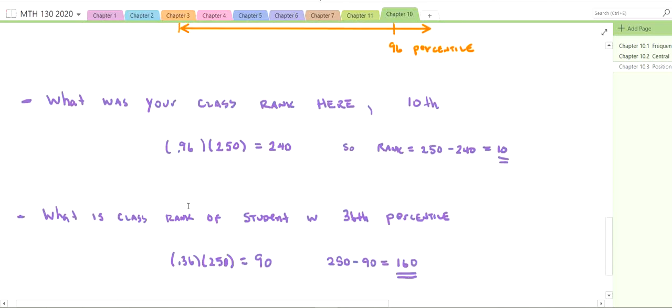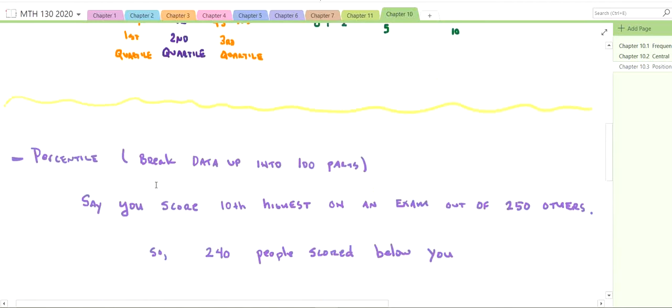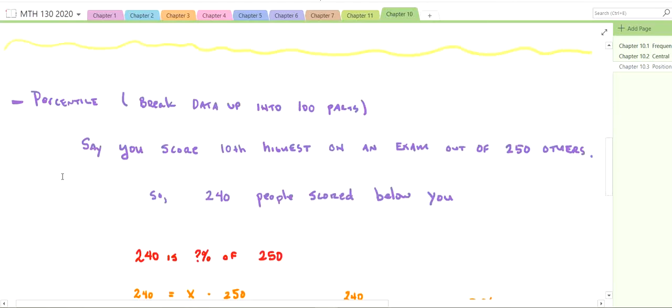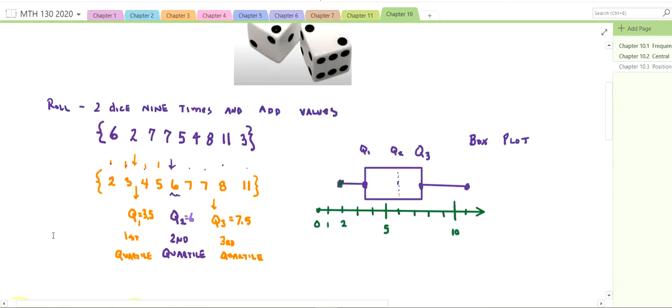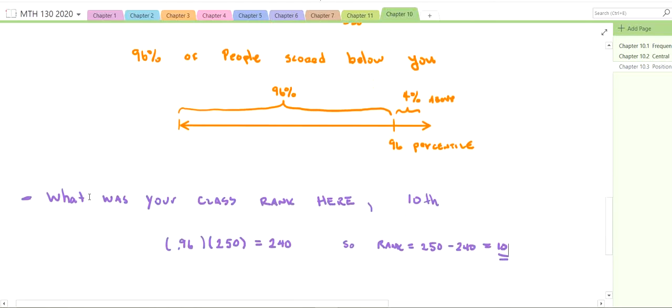So you could have all sorts of different types of ways to break up your data set into positional data. But percentiles and quartiles are two of the main ways, and kind of a subclass of percentiles maybe is your class rank.